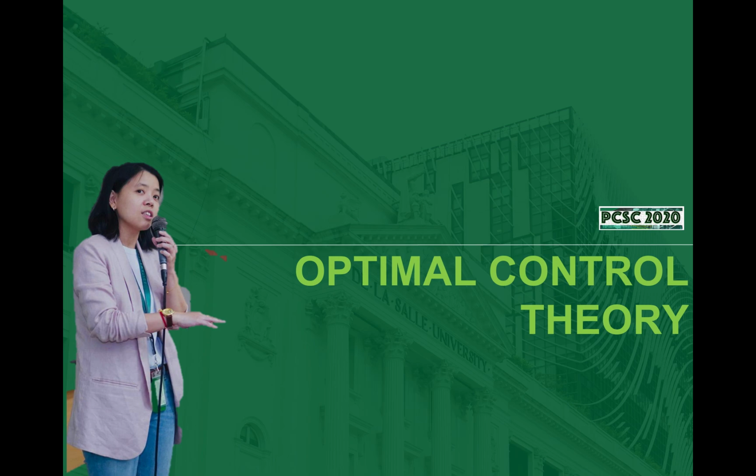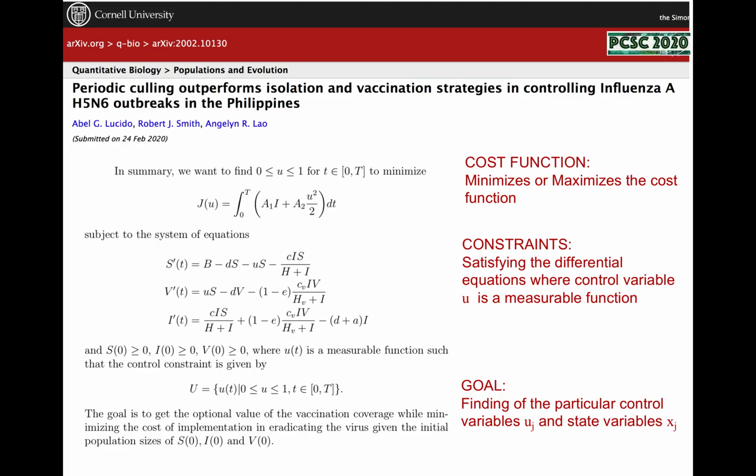We also applied optimal control on top of the compartmental model that we have. Okay. So in this optimal control approach, the SIR models or the compartmental models serve as the constraint of this modified model.